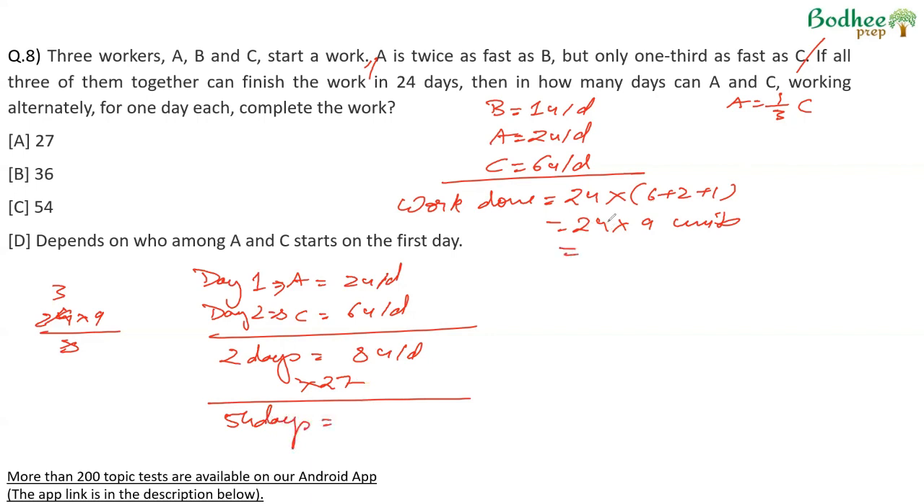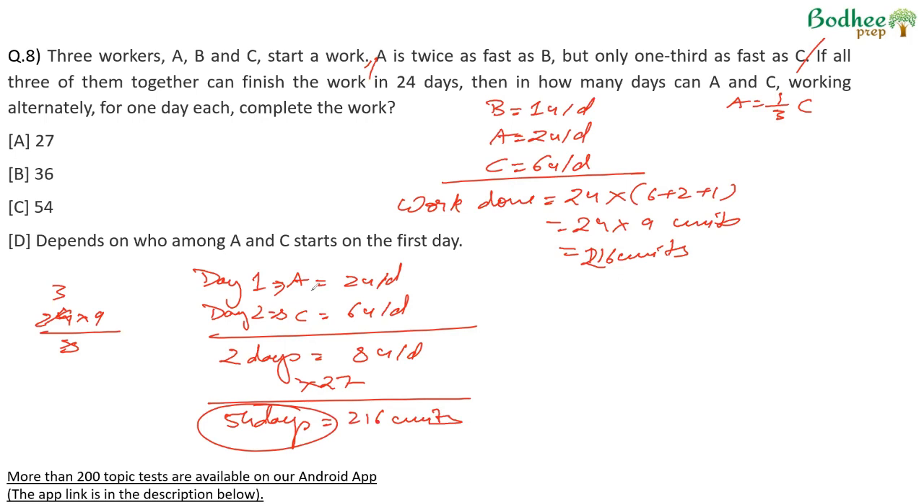Let me verify the multiplication: 9 2s are 18, 9 2s are 36, so 216. 24 is 2 into 2 into 2 into 3, 9 is 3 into 3, so the product is 216. Okay. So this is 216 units. 27 into 8 will also be 216 units. So the work gets done in 54 days.